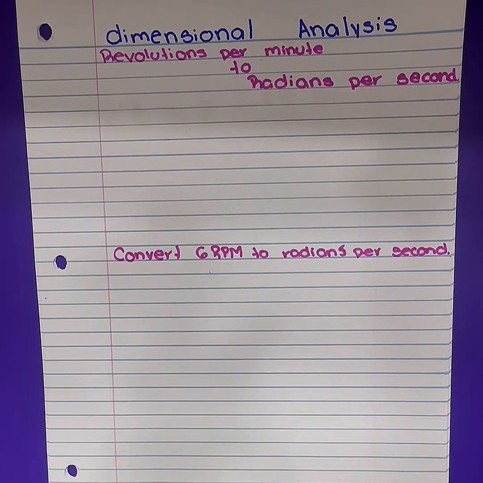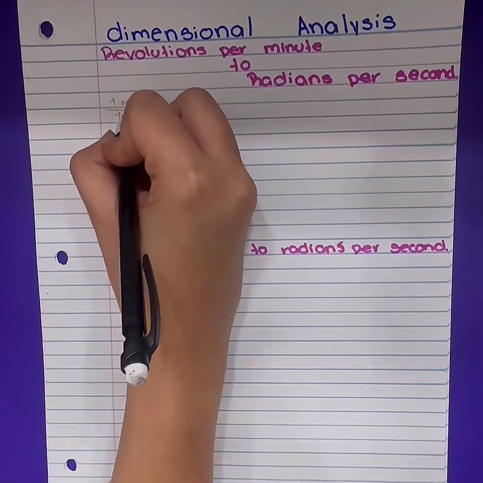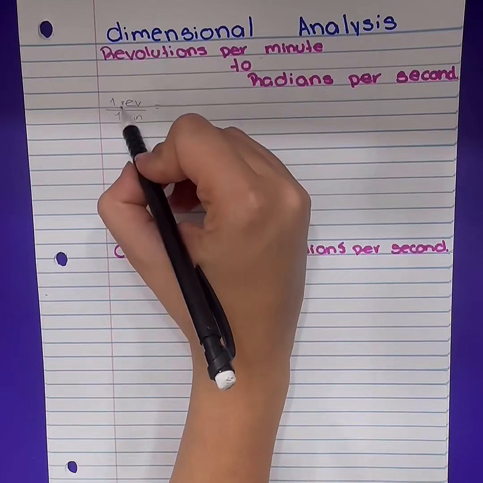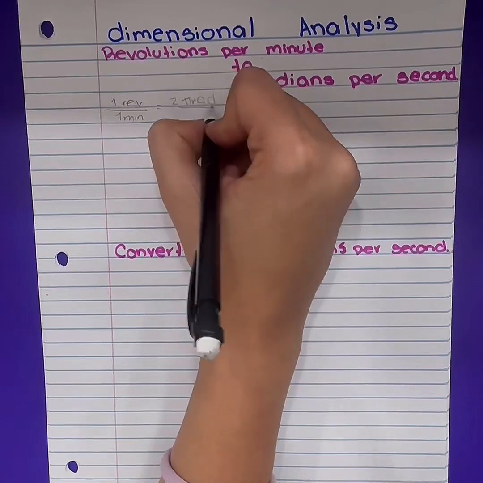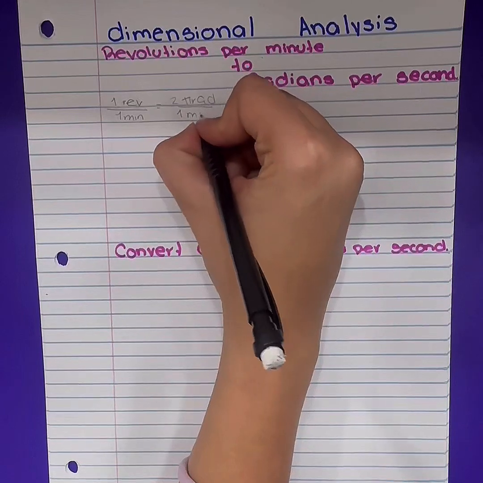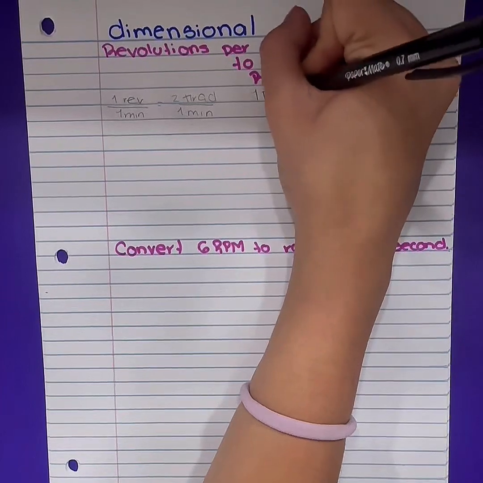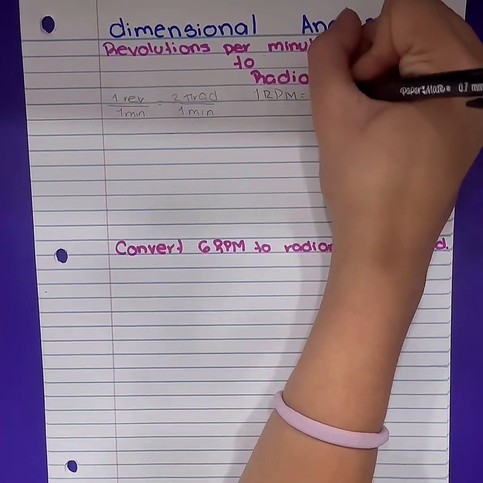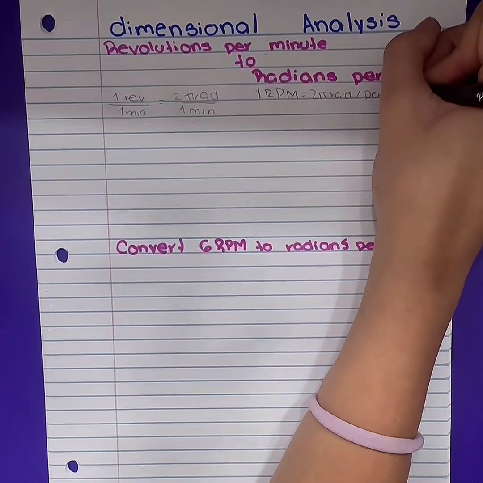In this video, we're going to convert revolutions per minute to radians per second using dimensional analysis. The first thing to do is to write what we know. So we know that there's 1 revolution in 1 minute. And we know that 1 revolution is equal to 2 pi radians. So that means this goes into 1 minute too. Knowing this, we know that 1 revolution per minute equals 2 pi radians per minute.